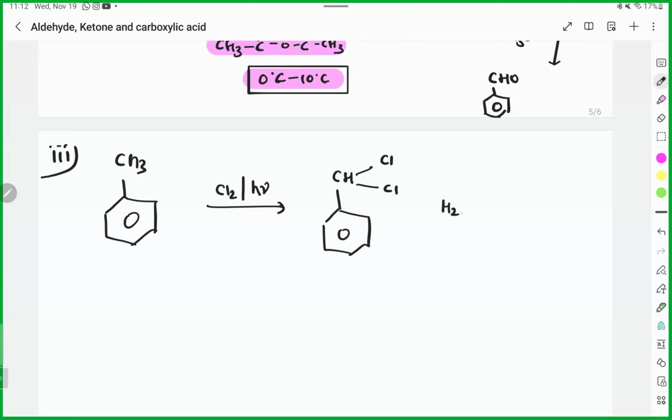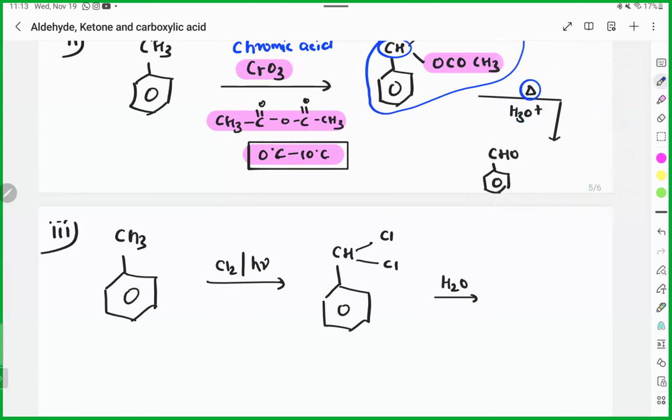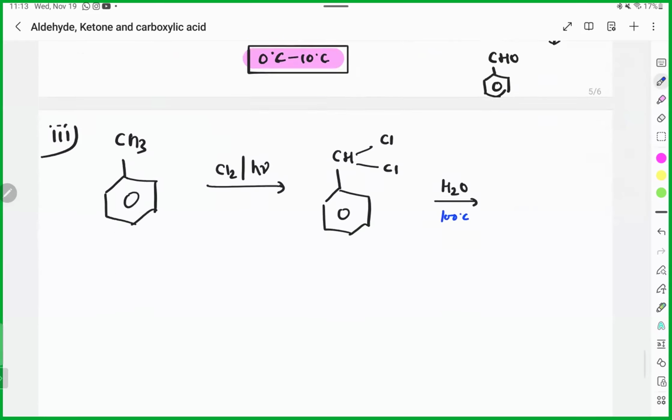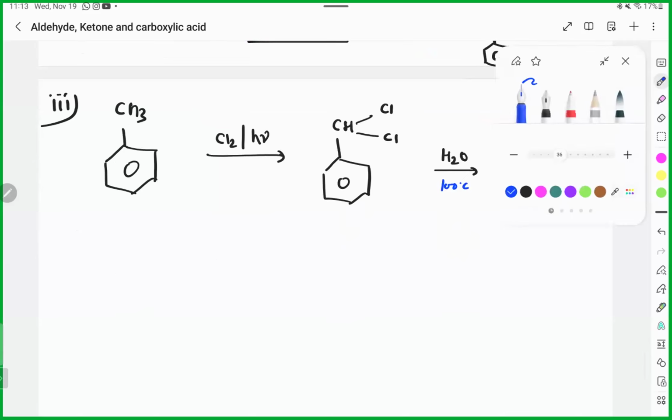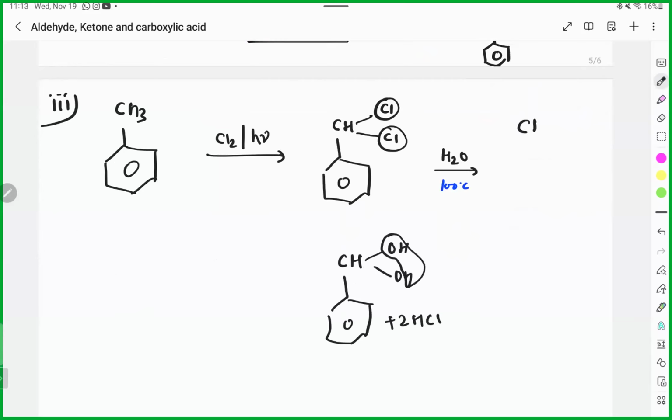So if you take water and again you heat it. Now just imagine when we said here, heat it in presence of water, at high temperature, 100 degrees Celsius. So what will happen? Let me tell you here, first this Cl will be replaced by OH each time. It will be like CH(OH)2, correct? And 2HCl will come out. Then this H2O will also come out. What will be the product? Make sense? Yeah, sir.